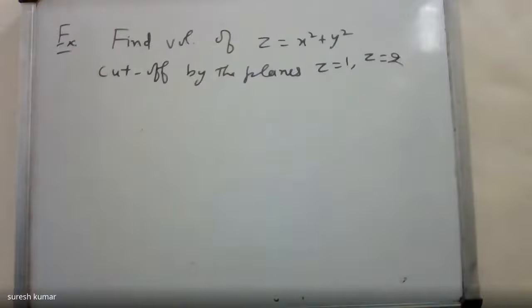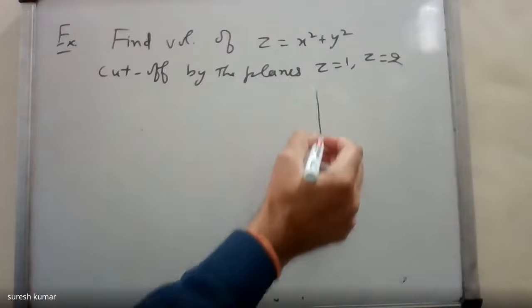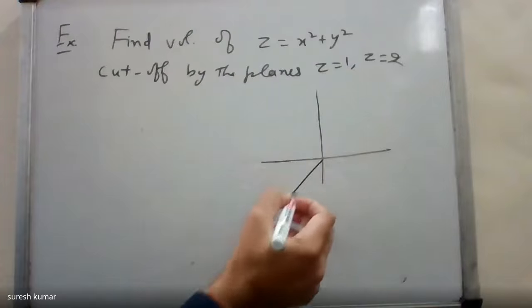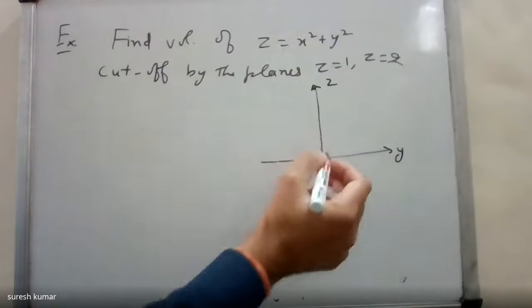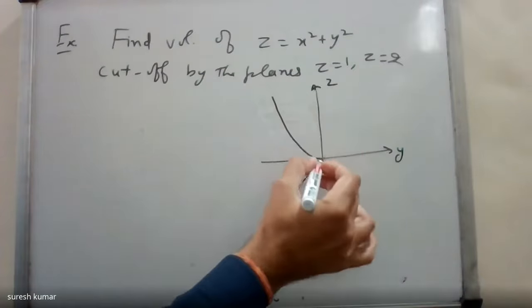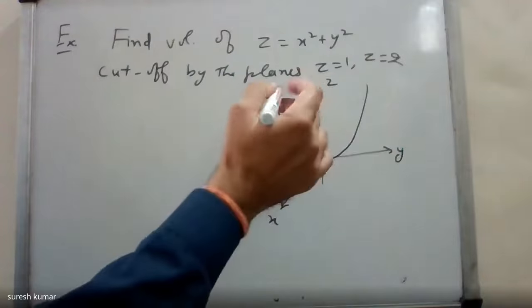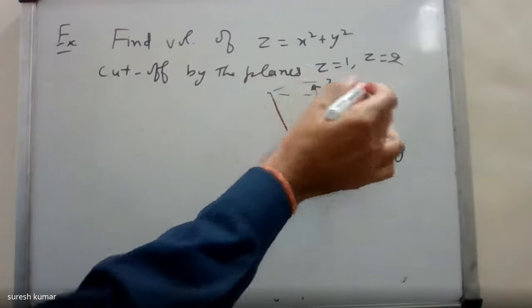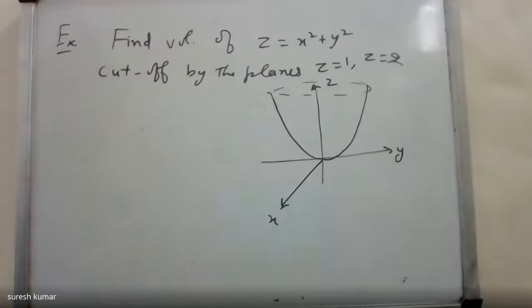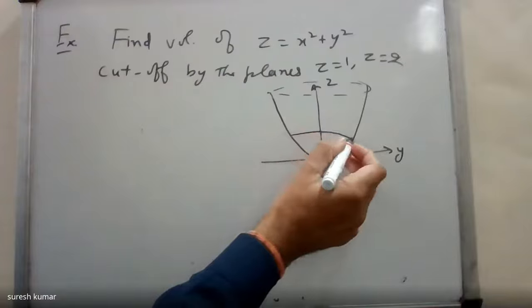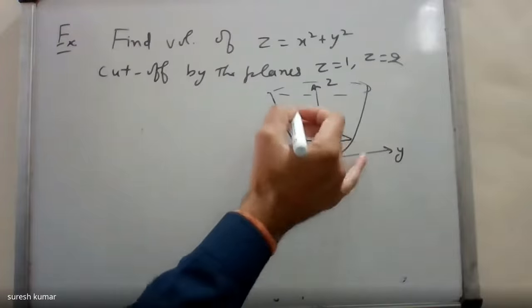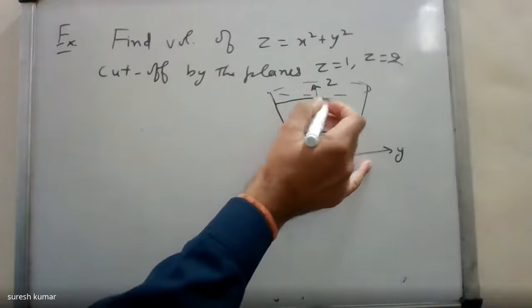First make a rough sketch of the given region. It is a paraboloid. You know the shape of this paraboloid, this kind of shape, infinite on the upper side. You need to find the volume of this paraboloid cut out by these two planes. So z equal to 1 cuts it in a circle. Z equal to 2 also cuts it in a circle.